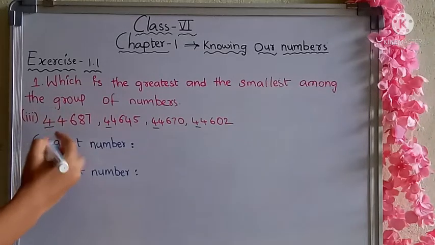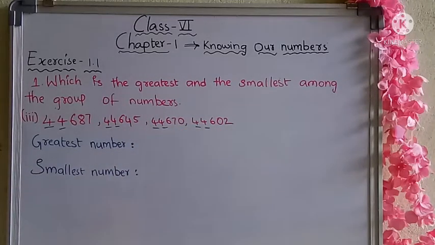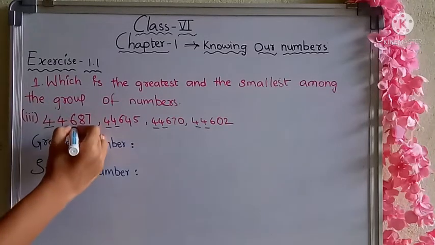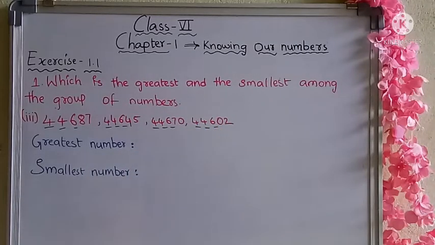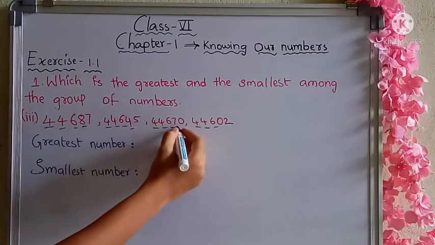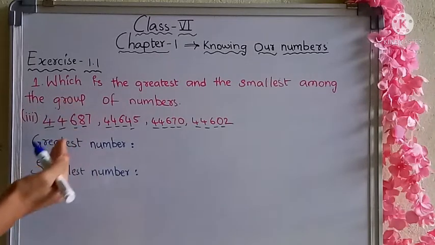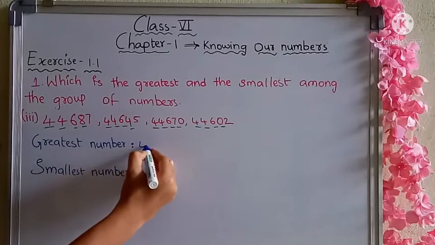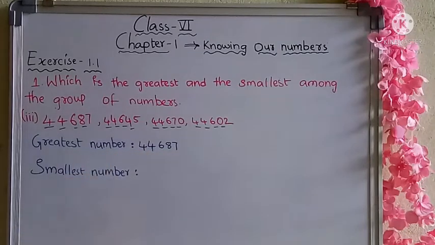So coming to the thousands place, 4, 4, 4 and 4. By seeing this also, we cannot prove which is greater or smaller. Coming to the hundreds place, 6, 6, 6 and 6. By seeing this also, we cannot prove. Coming to the tens place, 8, 4, 7, 0. From 8, 4, 7 and 0, which is the greatest number? Yes, 8. So we can say that 44,687 is the greatest number among these.